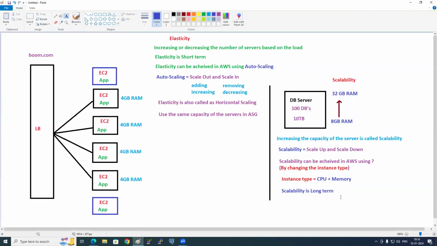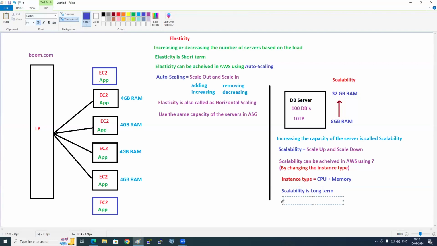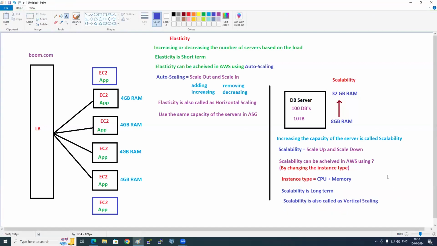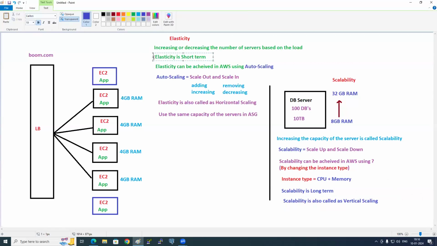So elasticity is also called what? Horizontal scaling, no? And this one is called vertical scaling. Scalability is also called vertical scaling. Super. Elasticity is short term, do you see here, I wrote it here. Whereas scalability is long term. Is it clear, everyone?